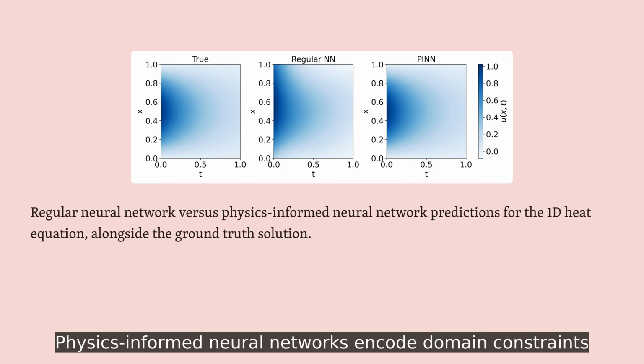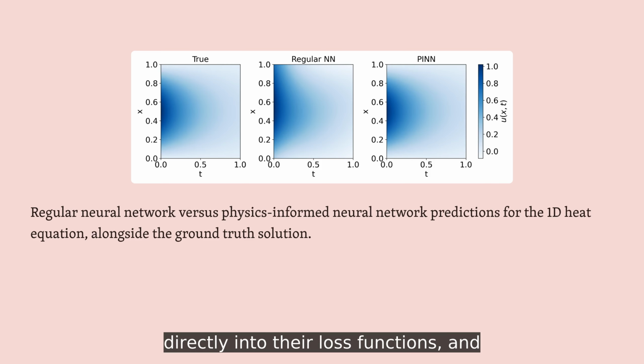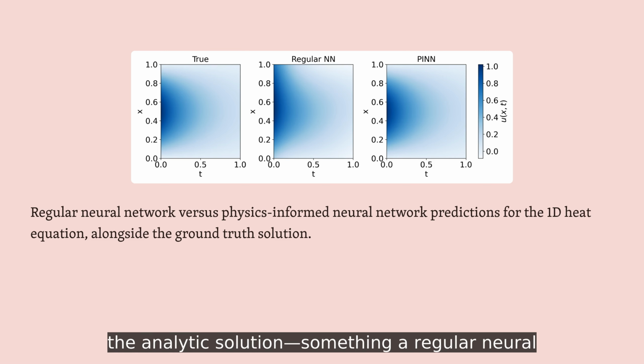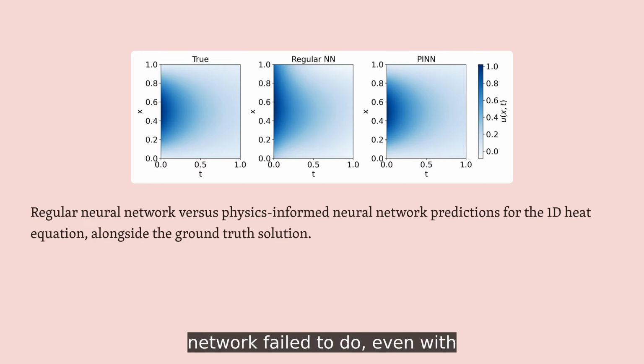Physics-informed neural networks encode domain constraints directly into their loss functions, and this structure makes them ideal candidates for symbolic distillation. When the authors applied SymTorch to a PINN solving the heat equation, it successfully extracted the analytic solution, something a regular neural network failed to do, even with the same training data.